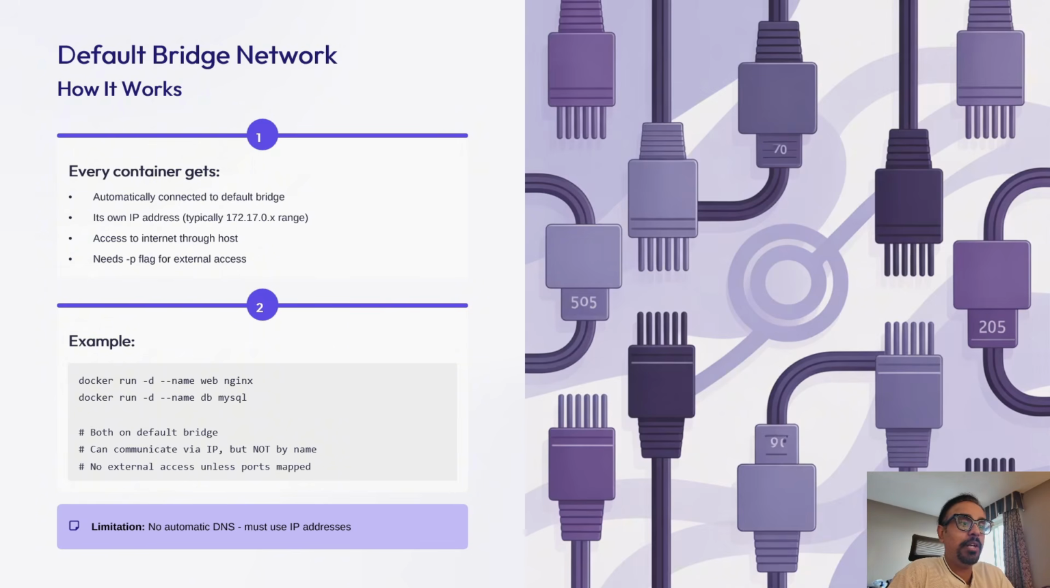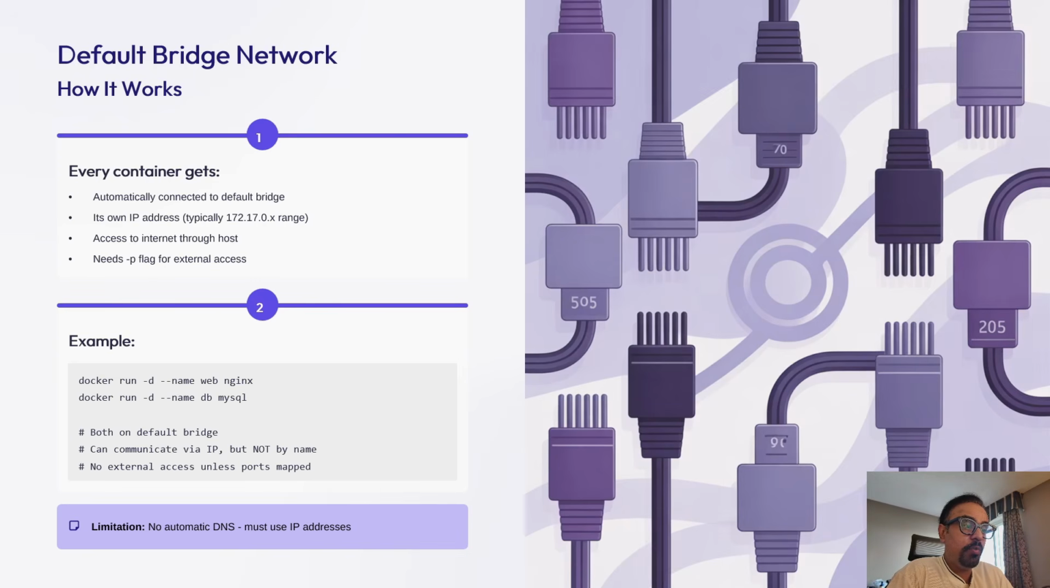But here is the major limitation of the default bridge. There is no automatic DNS resolution. If your web container wants to connect to the database, you just can't use db as the hostname. You would need to know the database container's IP address. This is why the default bridge is fine for simple single container scenarios, but not ideal for applications with multiple containers that need to communicate with each other. For those scenarios, you will want to use custom networks, which we will cover in the upcoming slides.